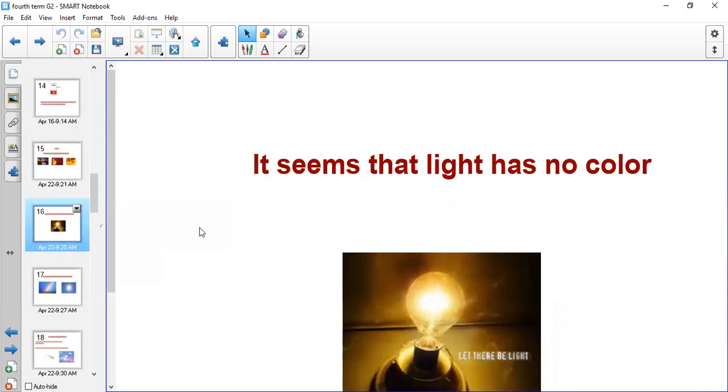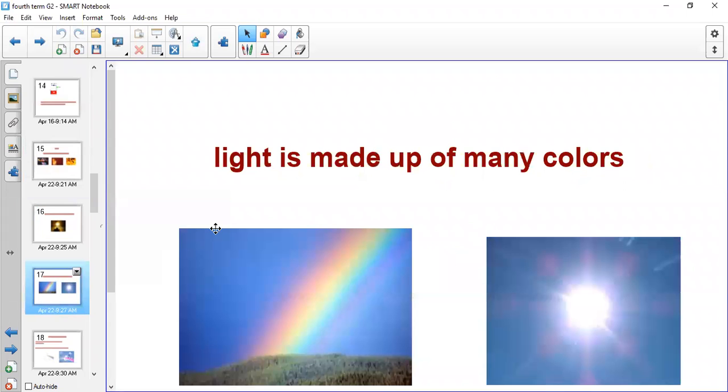The second point that I want to ask you about is, do you think that light has color or not? Does light have a color or not? It seems that light has no color, but light is made up of many colors. Light is made up of many colors, and this is what we will try to prove in this lesson.